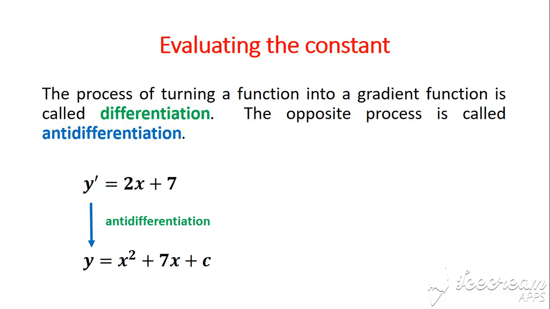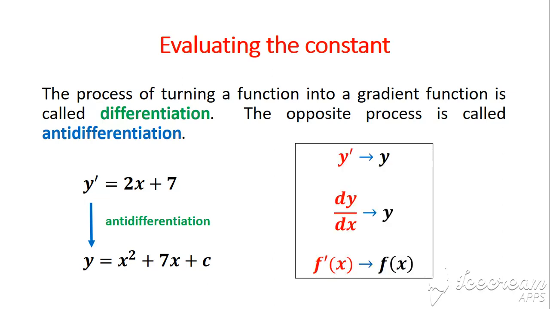So the process of turning a function into a gradient function we know is called differentiation, and going back the opposite way is anti-differentiation. And the notation we're getting used to is y dash turns back into y, or dy dx turns back into y, or f dash x turns back into f x.